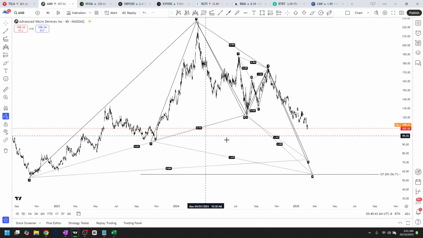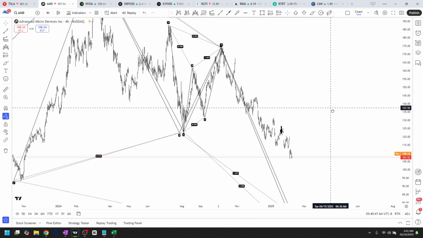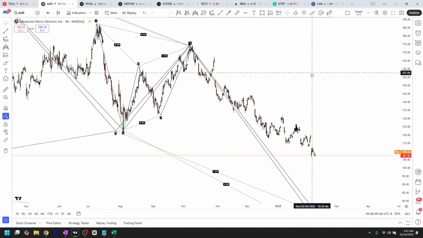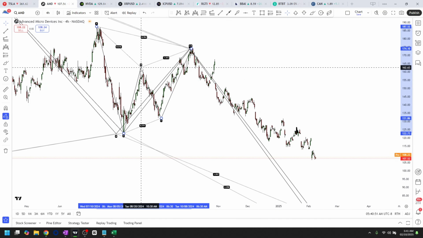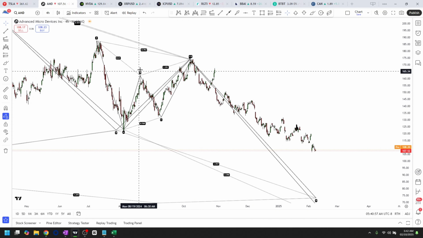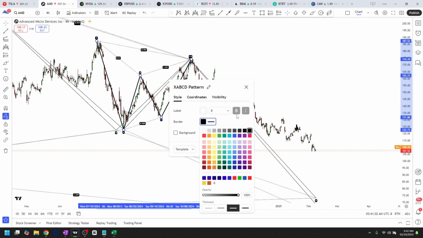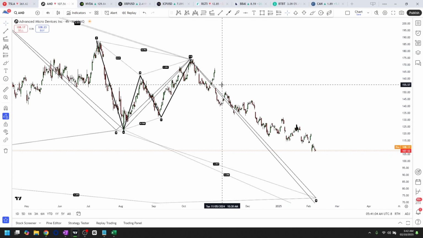Next up, I would be looking at AMD. AMD last week did have a very successful and powerful Gartley pattern up there. This is this guy up here. And you guys can see the reaction on that one. Would of course been a winner.